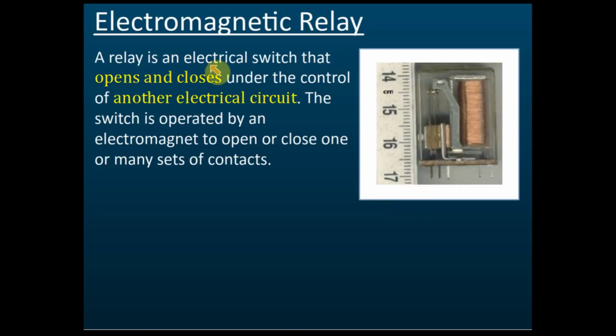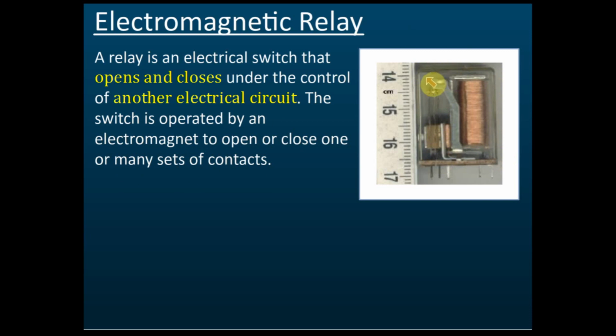A relay is an electrical switch. So again, it's a switch, but this is not an automatic switch. It's a switch that opens and closes under the control of another electrical circuit. So we use circuits to open and close a switch. And the switch is operated by an electromagnet to open or close one or many sets of contacts. So this is an electromagnetic relay.